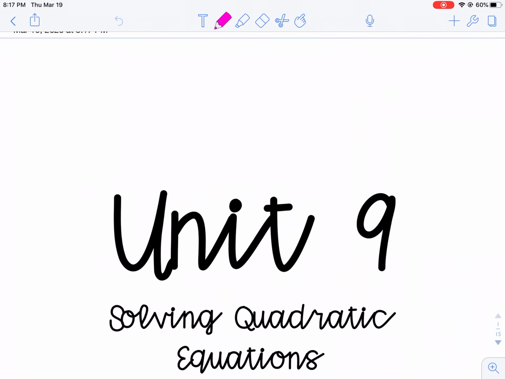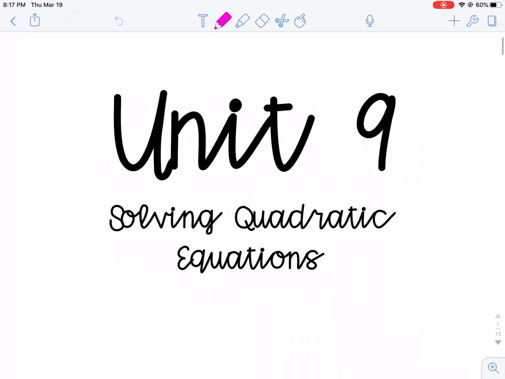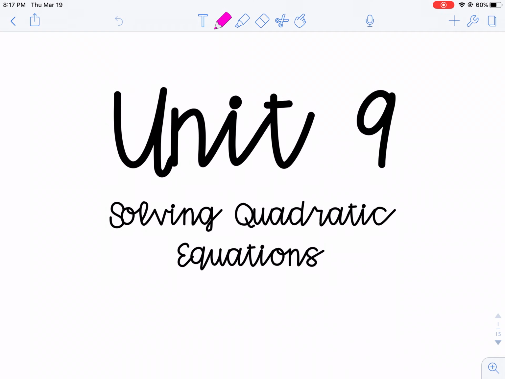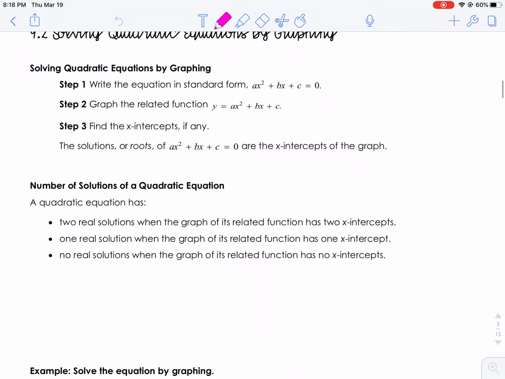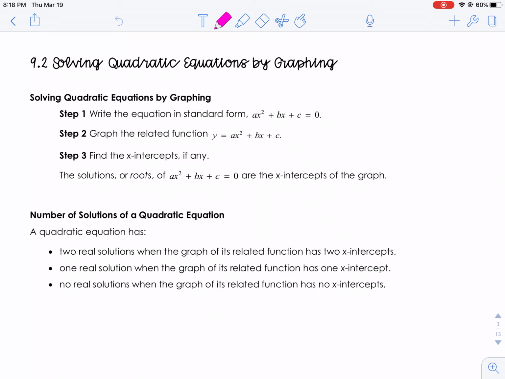All right, we are going to be starting Unit 9. Unit 9 is all about solving quadratic equations. We're going to be learning a couple different methods for solving quadratic equations and then kind of what method is best to use in which case. So the first lesson we're going to cover is 9.2, which is solving quadratic equations by graphing.